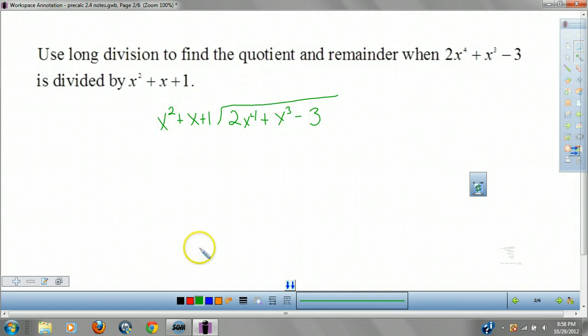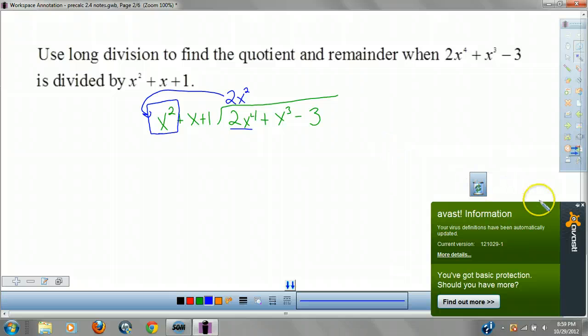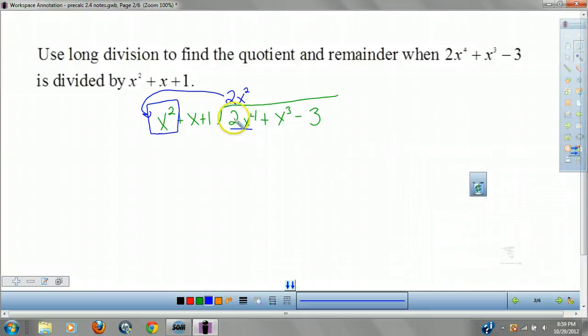Okay. First thing I'm going to ask myself is, I'm just going to look at this first term. How many times does x squared go into 2x to the fourth? Well, I'm going to say 2x squared, because what's x squared times x squared? X to the fourth. Need that 2 in front. So I multiply everything by 2x squared. Okay, so we end up with 2x to the fourth plus 2x to the third.